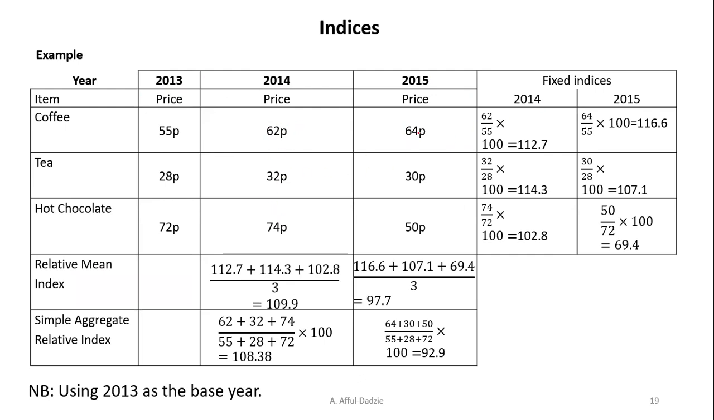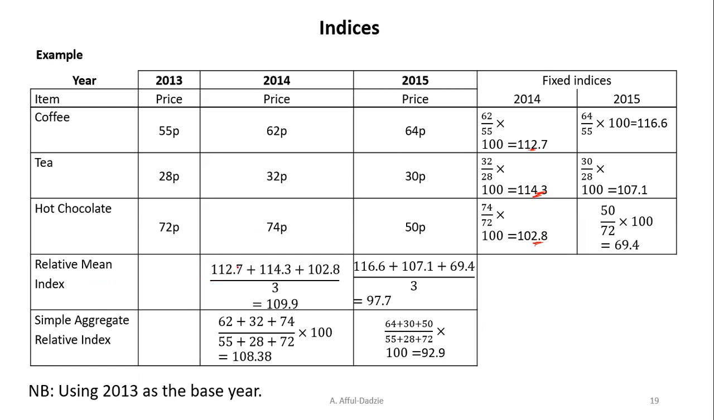So we take the first one, which is coffee, and we have 62 over 55 times 100. It gives us its index number. We do the same for tea, find the index number for tea, and again find the index number for hot chocolate. In 2015, we do the exact same thing. We find the index number for all three. Having found the index number for all three, this is how we compute the relative mean index.